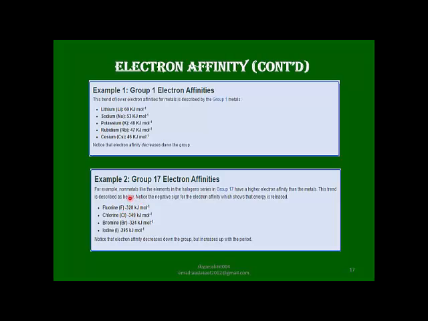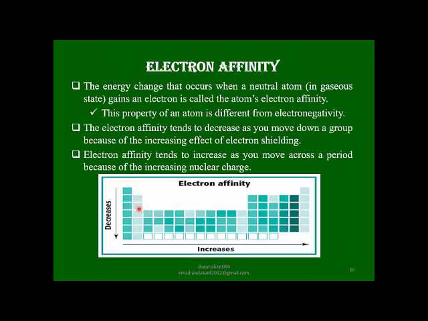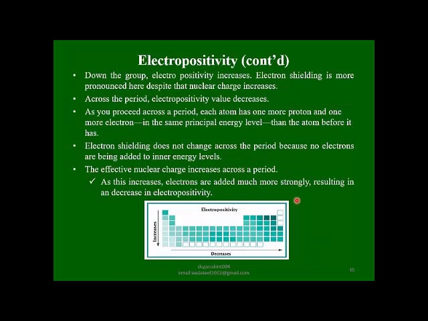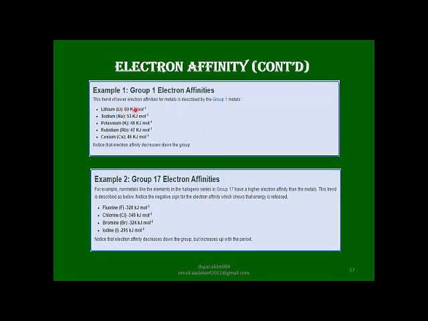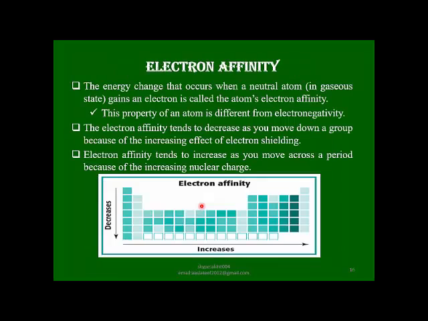So now, across a period, let's take period 2 as an example, the period from lithium up to fluorine. This is lithium, 60, and this is fluorine, minus 328. So 60 is closer to 0 than 328. So 328 is higher in that aspect than 60. So at least we are convinced now that electron affinity increases across the period.